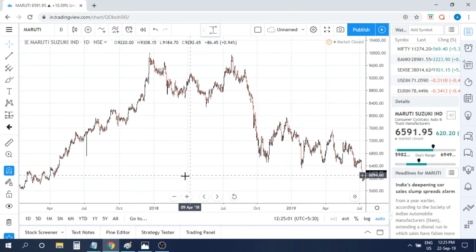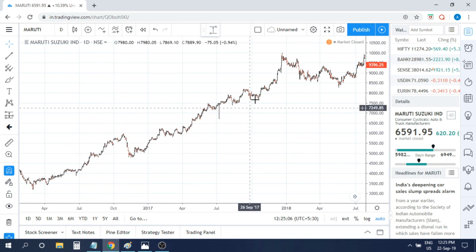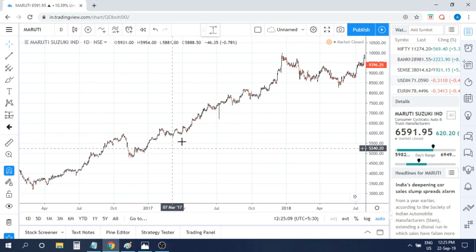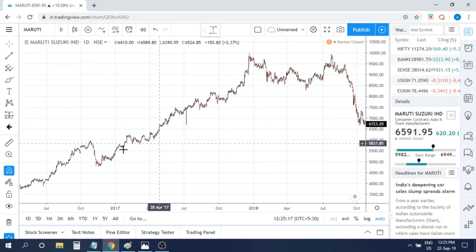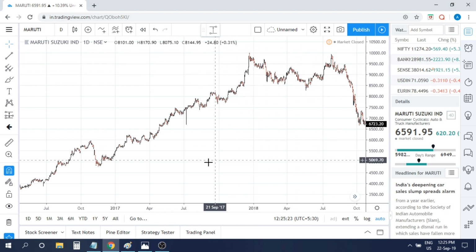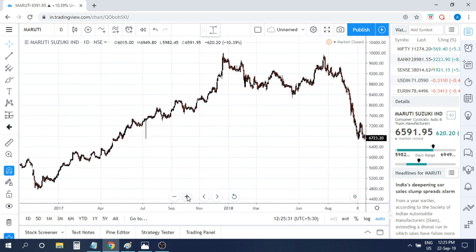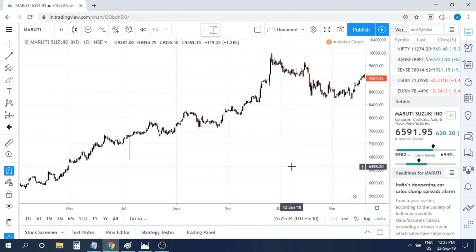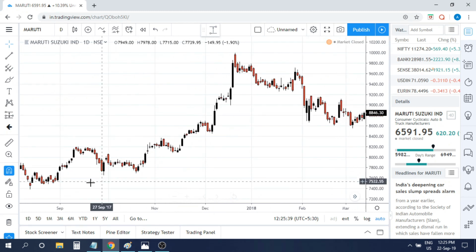As you can see here, Maruti was in a strong uptrend throughout 2016-2017, and towards the end of 2017 it made its final high over here, and price was already very near 10,000. It was considered to be overvalued by institutions and they wanted to book their profits and exit from this stock. Right before it started reversing, it formed a cap in price.